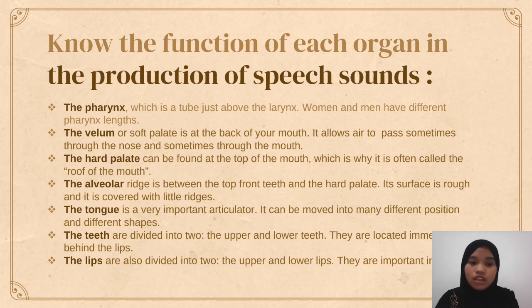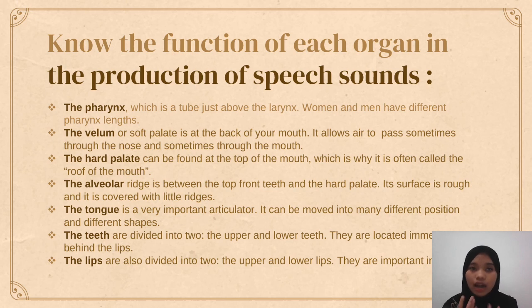The first is the pharynx, which is a tube just above the larynx. Women and men have different pharynx lengths. And the second, the velum. The velum, or the soft palate, is at the back of your mouth. It allows air to pass sometimes through the nose and sometimes through the mouth.